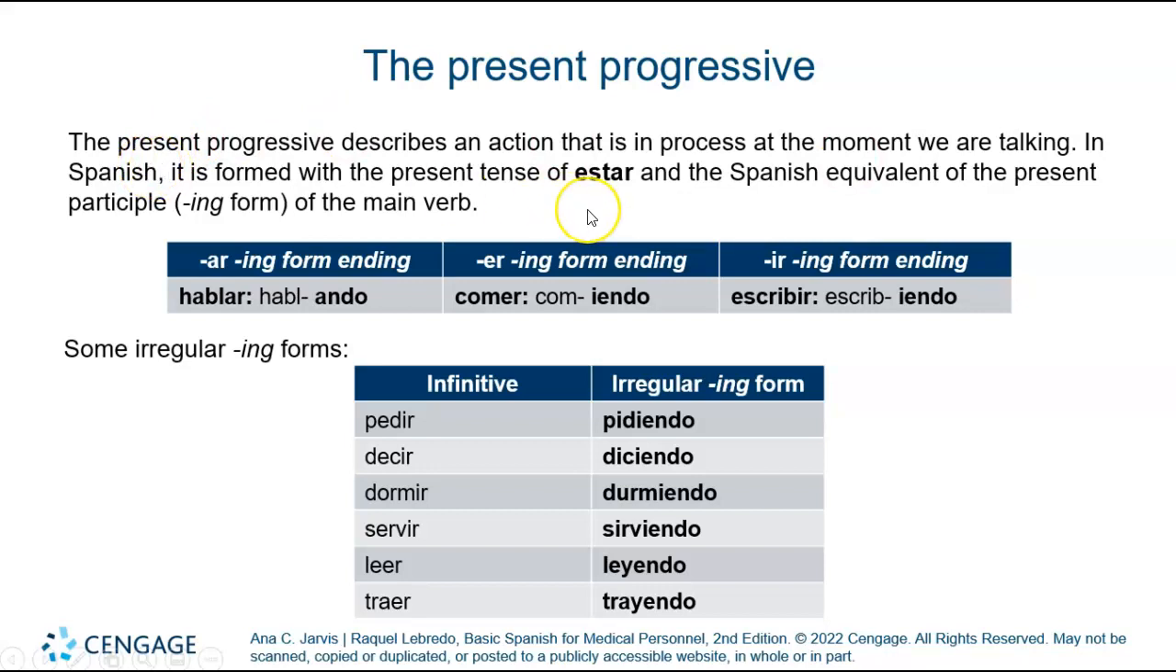Like in English, sometimes you can say, hey, what are you doing tomorrow? Well, what are you doing? That in English can be what are you doing now or what are you doing tomorrow, present or future. In Spanish, the present progressive has to be at the moment we are talking. Like literally emphasis on the word present.